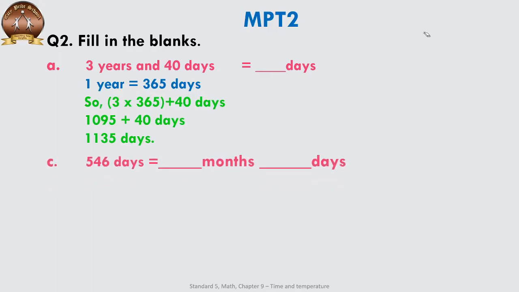Now we have to convert 546 days into months and days. Whenever a smaller unit is to be converted into a bigger unit, now days is a smaller unit, months is a bigger unit. What do we do? We divide.